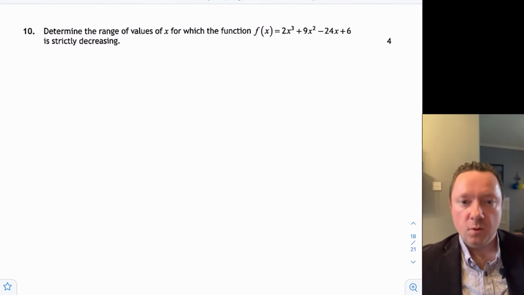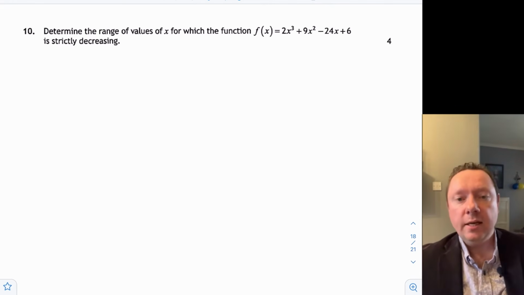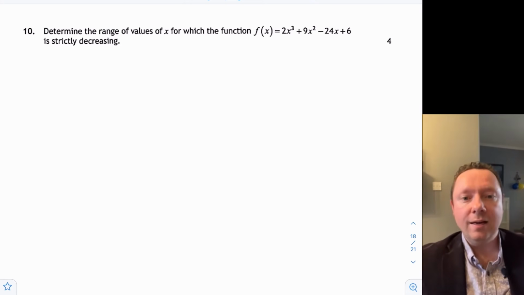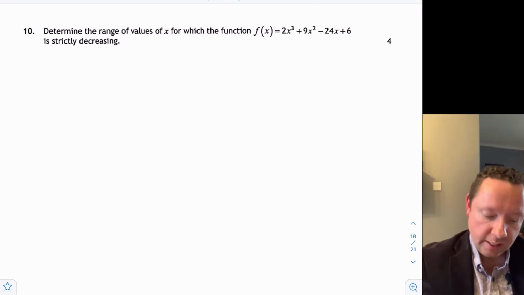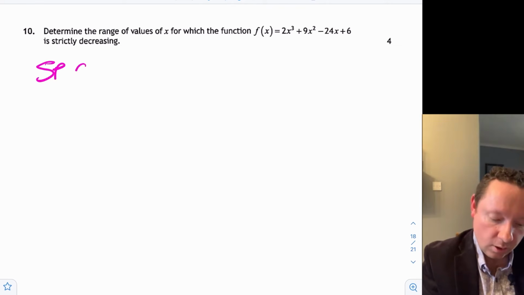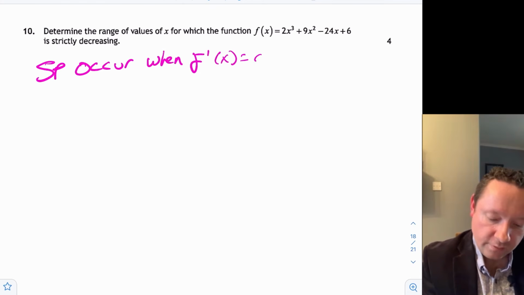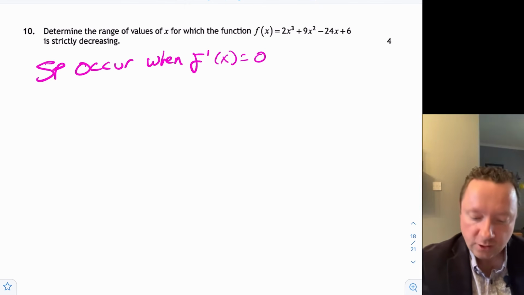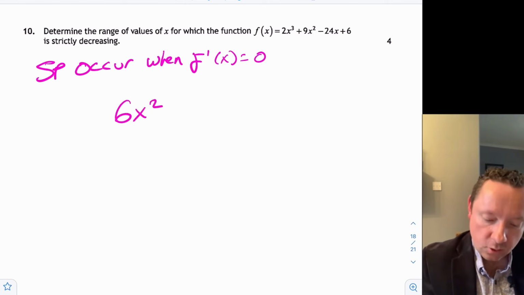Both involve stationary points. If you get the stationary points, you can then examine the graph to see where the derivative is negative, or you can just examine the nature of the stationary points. So let's just look at the stationary points first. Stationary points occur when f dash x is 0. So f dash x: 3 times 2 is 6, 6x squared, 2 times 9 is 18, plus 18x, and minus 24. And I'm going to look at that equal to 0 for our stationary points.